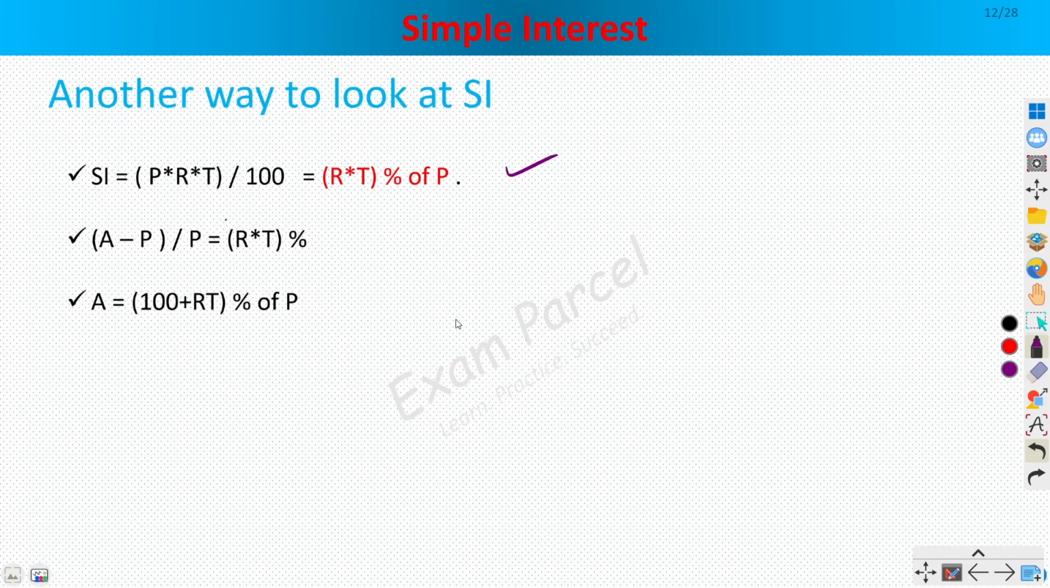These all things we have already discussed. This is nothing but the same thing. A minus P is nothing but SI, right? So SI by principal, the same thing that we were discussing, that SI is what percentage of principal. That is always R into T percent, right?